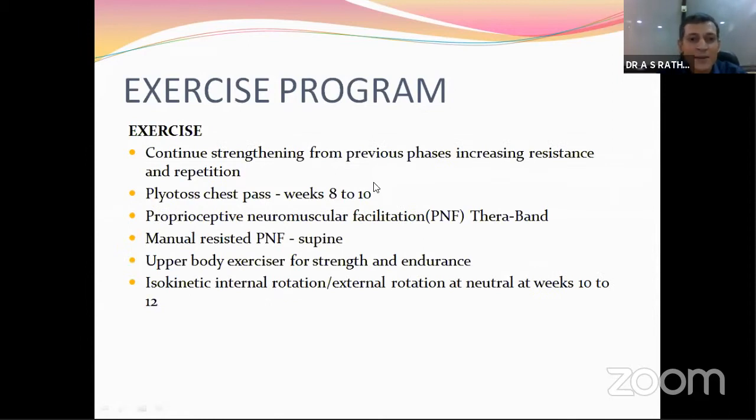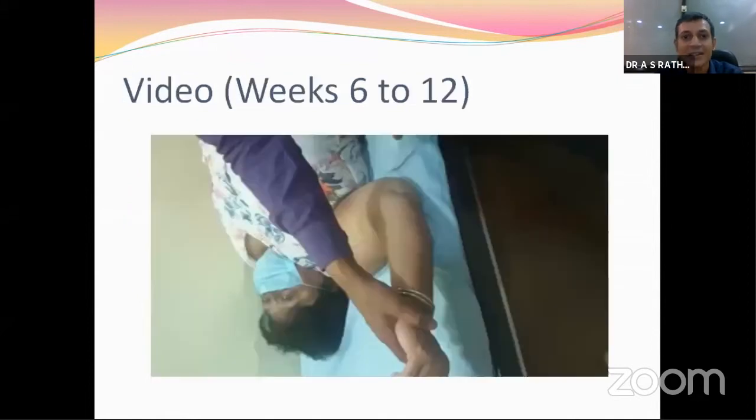Other exercise programs include that we are also adding the plyo chest pass by week 8 to 10, and we are also adding PNF with TheraBand at this stage. We are also starting PNF in supine position with manual resistance, minimal initially, and we are also doing isokinetic internal and external rotation by 10 to 12 weeks.